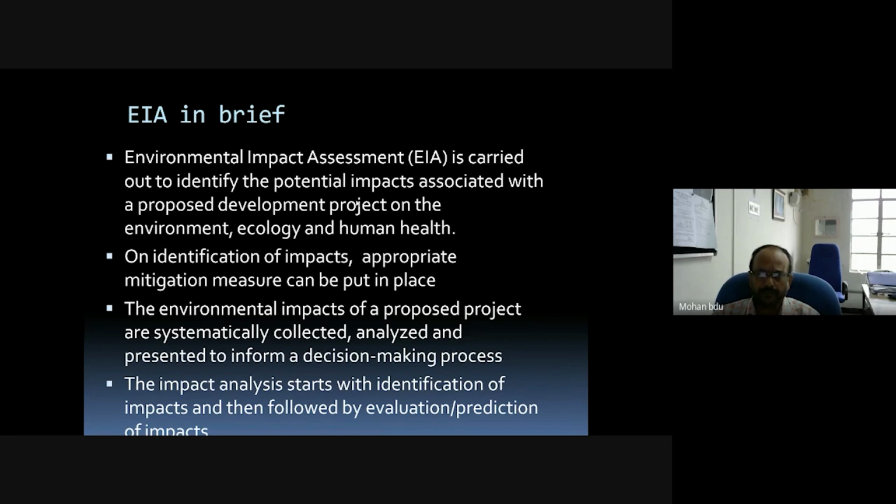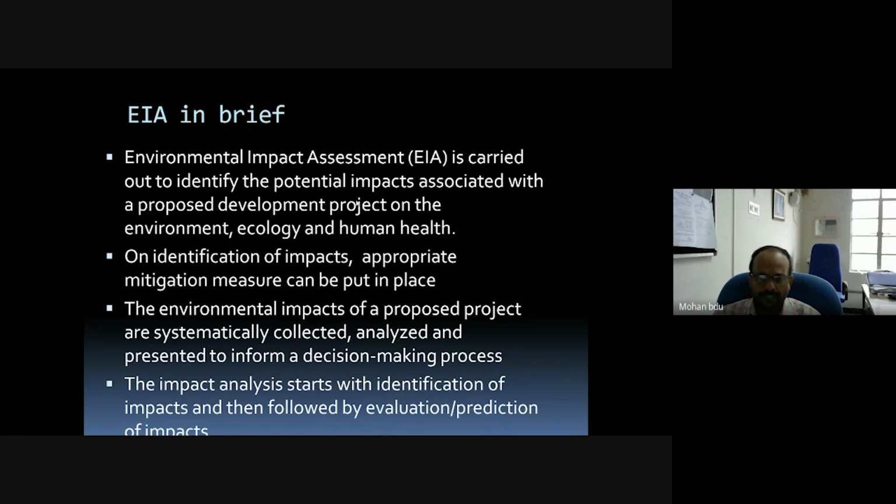Environmental impact assessment is a process, or a management tool, that is applied to study the impact of proposed projects or proposed development activity on the environment, ecology and human health. And once the impact is identified, appropriate mitigatory measures are suggested to either minimize the environmental impact or to avoid the adverse impact on the environment by the proposed project.